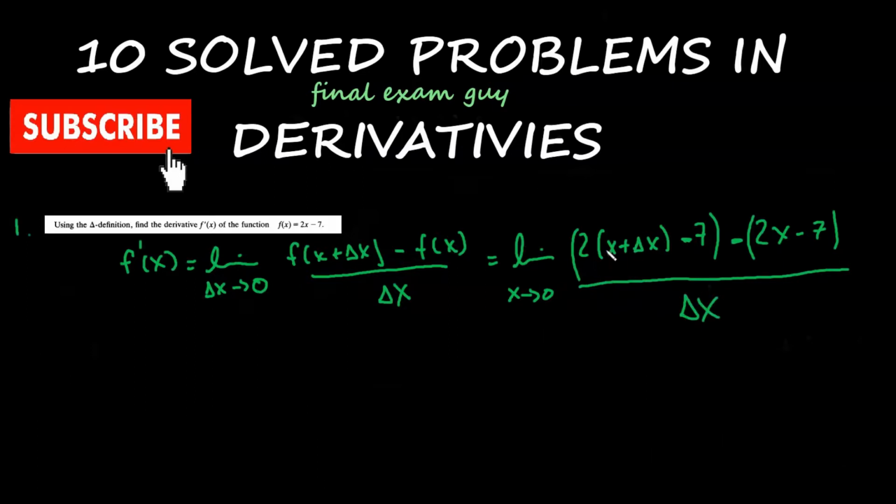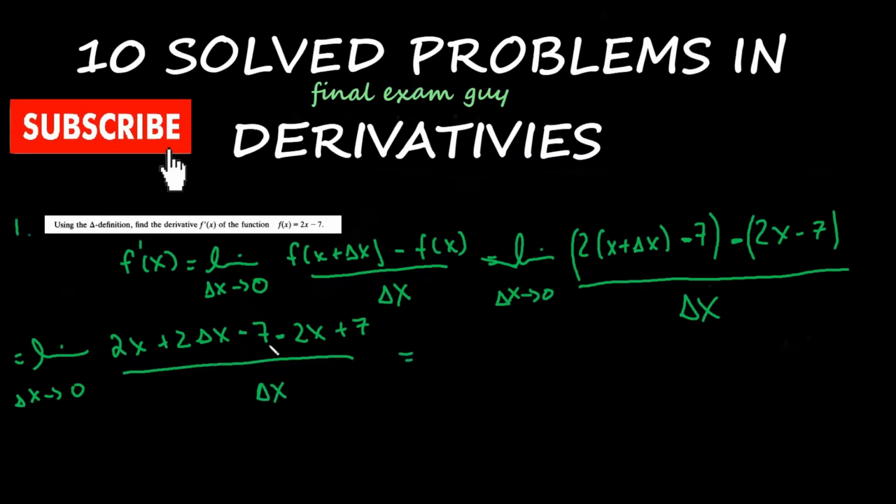So if I try to plug in 0 here, we're going to get negative 7 minus negative 7 over delta x, which doesn't really give us an answer. Let's try to simplify this further. Delta x, by the way, it's important to not get confused. Some textbooks and some teachers use h instead of delta x. So let's multiply all that in, so we get 2x plus 2 delta x minus 7. Let's drop the brackets on the next term: minus 2x plus 7 over delta x.